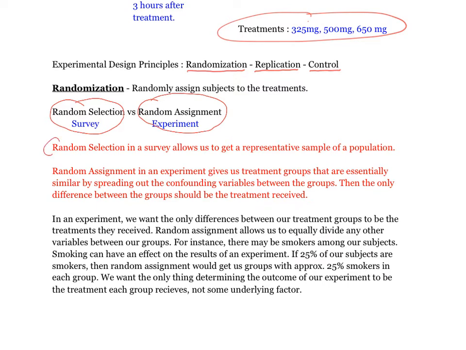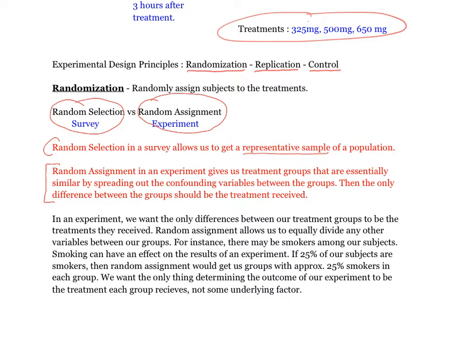So just remember, random selection in a survey allows us to get a representative sample of the population, meaning that the small sample we take is actually just a mini version of the entire population. Random assignment in an experiment gives us treatment groups that are essentially similar by spreading out the confounding variables between the groups. Imagine, you've got a group of 100 people. Some have good diets, some don't. Some exercise, some don't. Some maybe smoke, some don't. Some may have a history of health problems and some don't.